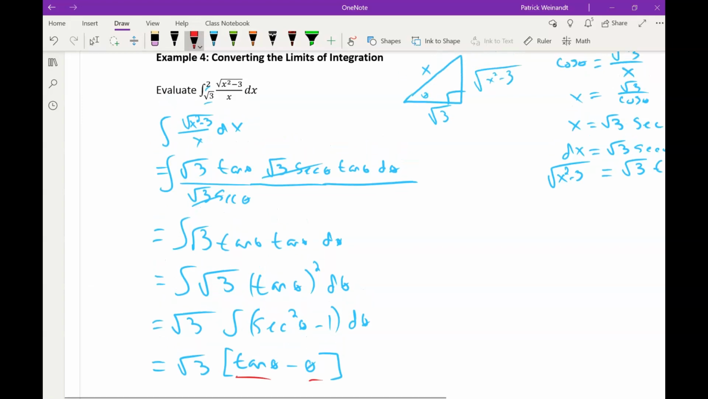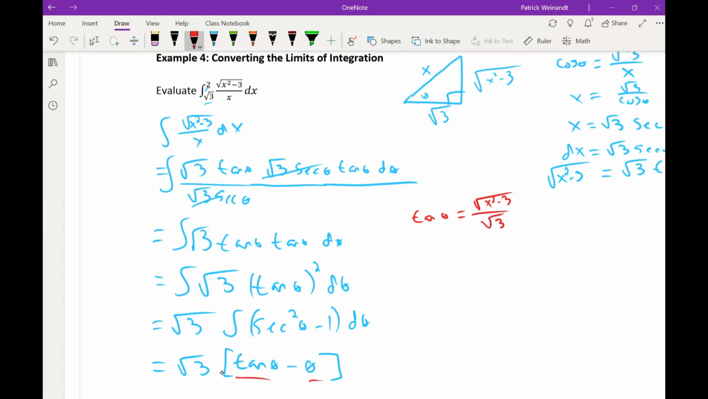Okay, well, what is tangent theta in terms of x? That one's easy enough to do. Just go up to the triangle. We know tangent theta is going to equal, well, tangent is opposite over adjacent, so it's just going to be x over the cube root of 3, opposite over adjacent, it's going to be the square root of x squared minus 3 over adjacent, the square root of 3.